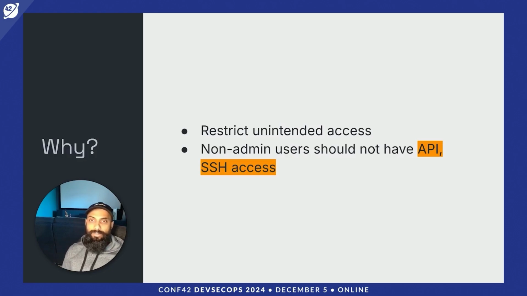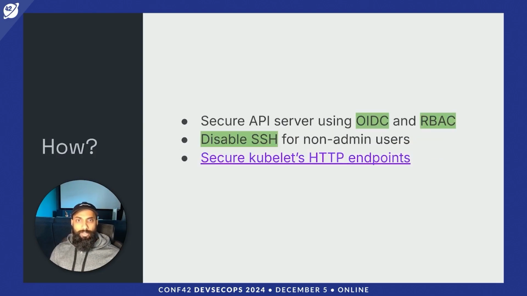Furthermore, when someone has access to a Kubernetes cluster, they can access the Kubernetes API server and SSH into the cluster nodes as well. So this should not be allowed. All non-admin users should not have API and SSH access. So all this should be locked down. To limit node access, cluster access should be limited as much as possible.